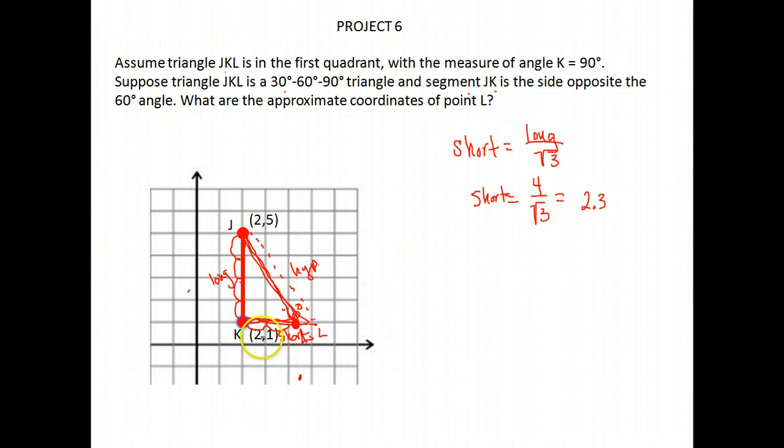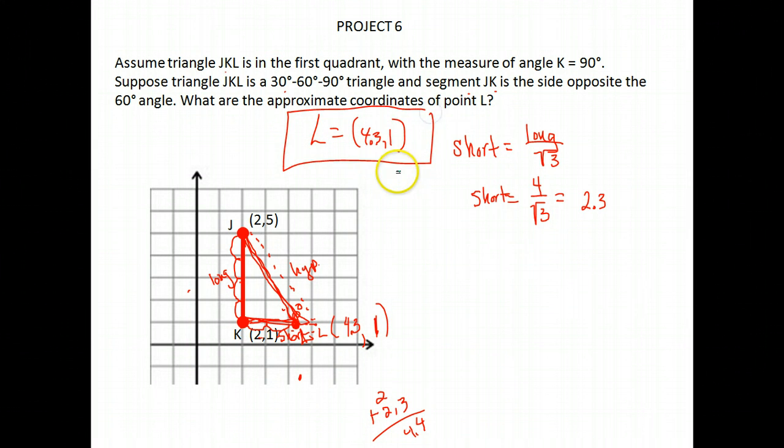What would be the exact location of L? Well, K was at 2, 1. So I haven't gone up or down, so I know it's something, 1. It's 2.3 to the right of this. So 2 plus 2.3 puts me at 4.3. So the location of L in this case would be at 4.3, 1. So it's important to know which type of triangle you're working with, because notice we got completely different answers for the two, depending on whether we were using a 30, 60, 90 or a 45, 45, 90.